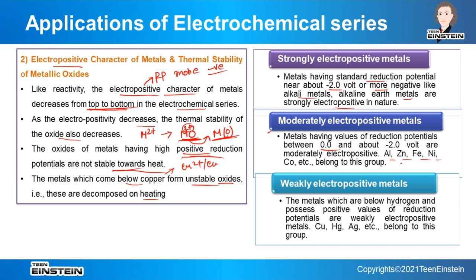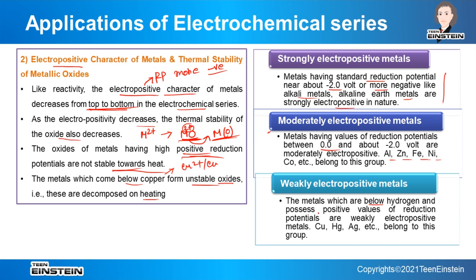These are the examples. So they can react with hot water or steam. This category, they can react, remember in the last slide we have seen the first application, they can react even with cold water. And weakly electropositive metals, the metals which are below hydrogen and positive, again see below hydrogen, this is only true if the positive values are below hydrogen, but you can also remember it in this way, that the metals which are having positive values of reduction potential, that means for hydrogen it is 0, so it will be +1, +2, +2.5, like this.